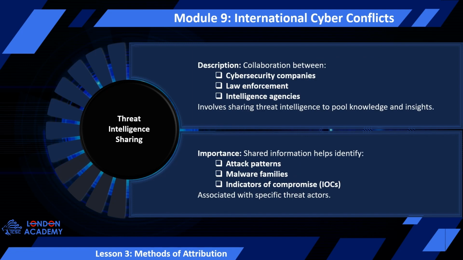4. Threat intelligence sharing. Collaboration between cybersecurity companies, law enforcement, and intelligence agencies involves sharing threat intelligence to pool knowledge and insights. Shared information helps identify attack patterns, malware families, and indicators of compromise (IOCs) associated with specific threat actors.